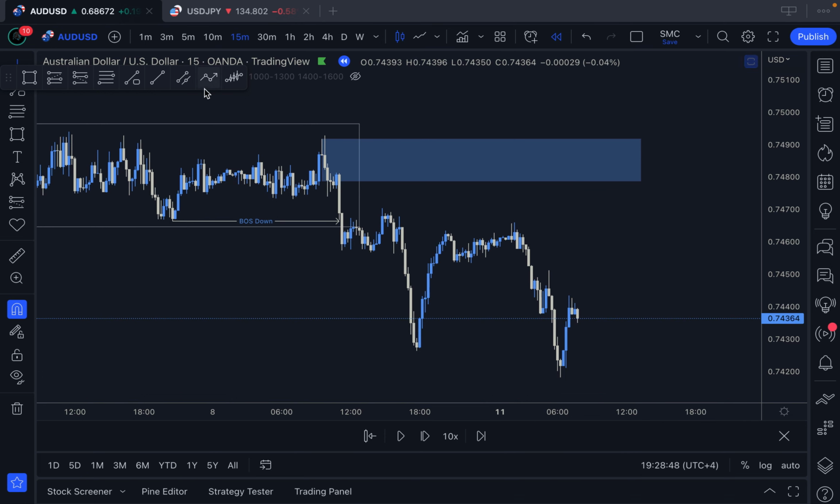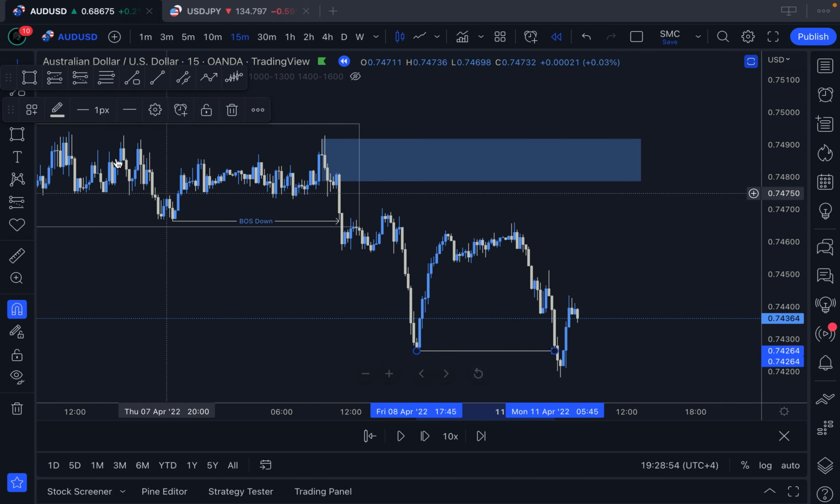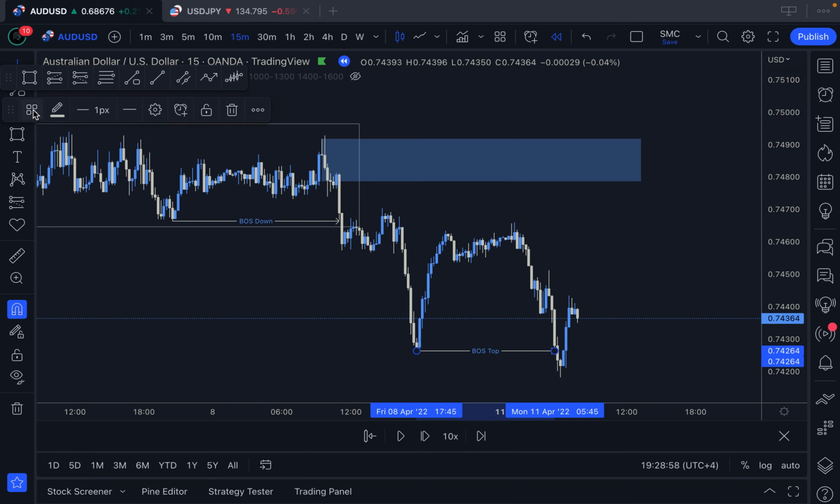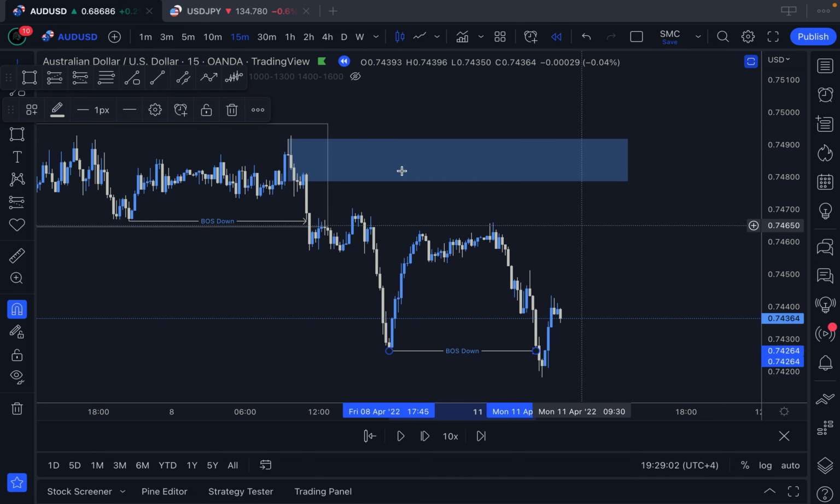Okay, all right. So we have broken another structure over here. As you can see, there was another structure that was broken, and we broke the structure further down. All right. Now we have a supply zone already over here, but what happens is once we break another structure, you can see this low was broken, we will have another supply zone somewhere over here, because this is where the whole move started off.